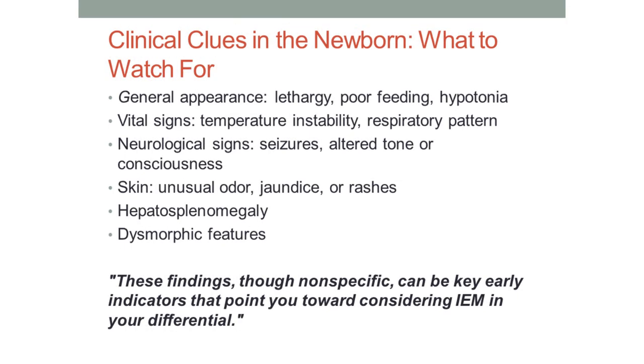So what are the clinical clues in a newborn? What do you need to watch for? So general appearance, you have to look for lethargy, poor feeding, hypotonia. Vital signs, you have to check for temperature instability, respiratory pattern. In neurological examination, you need to check for seizures, altered tone or consciousness. In skin, you have to look for rashes, jaundice or unusual odor. You have to check for organomegaly and any dysmorphic features. These findings, though non-specific, can be key early indicators that point you towards considering IEM in your differential.